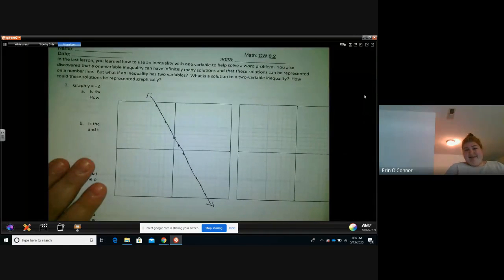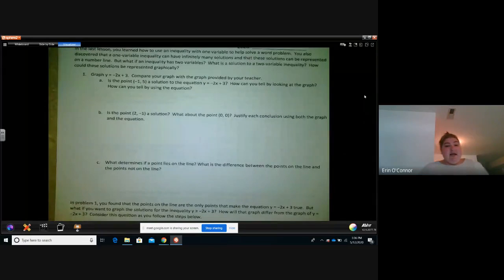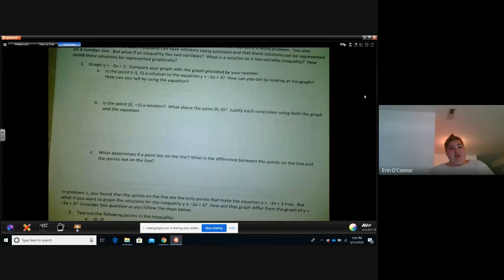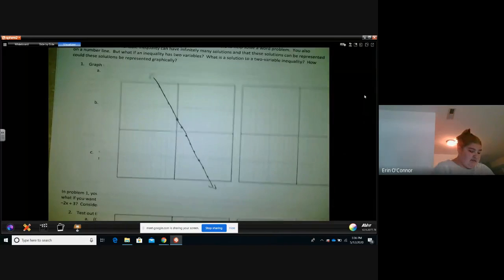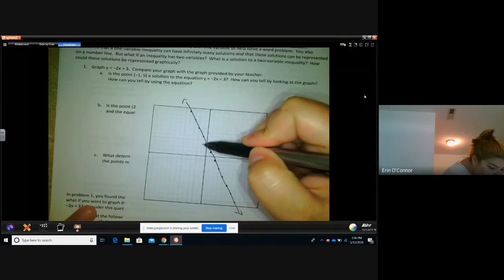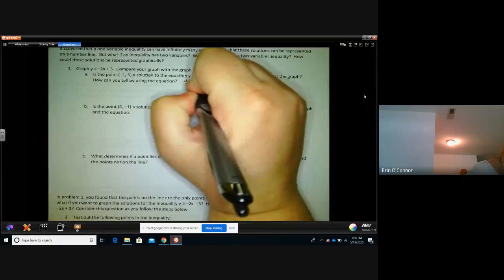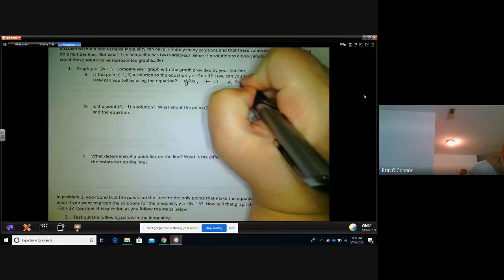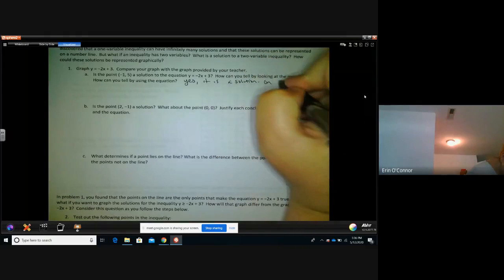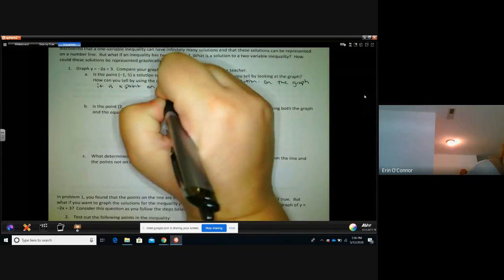Now here's your graph. Not a perfect line, but it's okay. Make sure there are arrows though, because it is a line. Now, is the point negative 1, 5 a solution to the equation y equals negative 2x plus 3? Well, let's look. Negative 1, 5. 1, 2, 3, 4, 5. That's right here. So yes, it is a solution. We can tell by looking at the graph. On the graph, it is a point on the line.